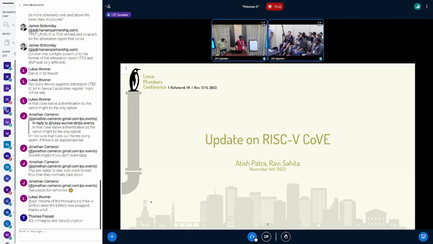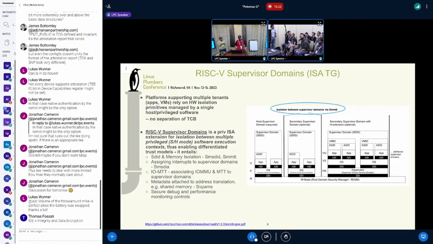CoVE is the name we've been using for confidential VM extensions in RISC-V. ATISH and I will cover this. We had a presentation last LPC where we talked about the initial foray, the split between where the TSM would run and what the ABI would look like. So we wanted to give a quick update on where some of the ISA work is going in RISC-V more recently.